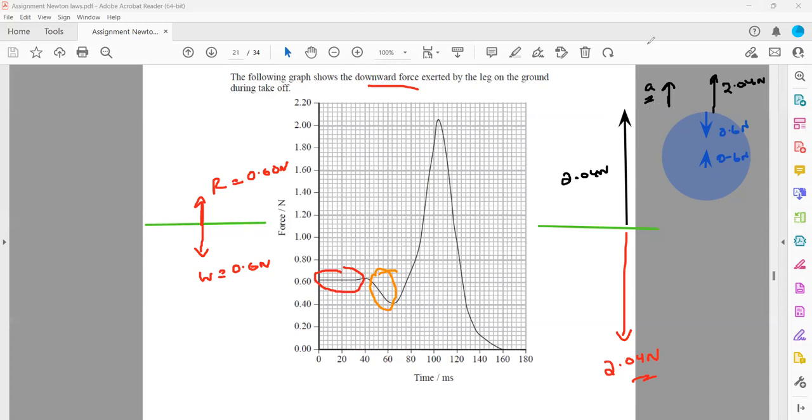And if we want to find its acceleration, how can we find the acceleration? The resultant force will be 2.04 minus 0.6 equals ma. And this is a point where it just loses contact. That's why there is no force from the surface, no downward force.